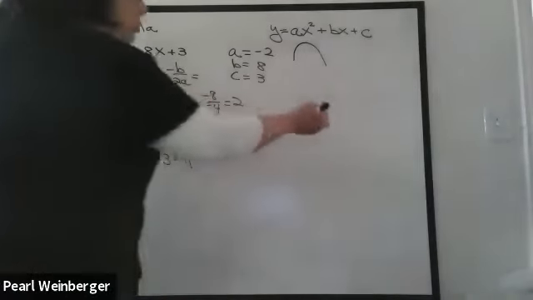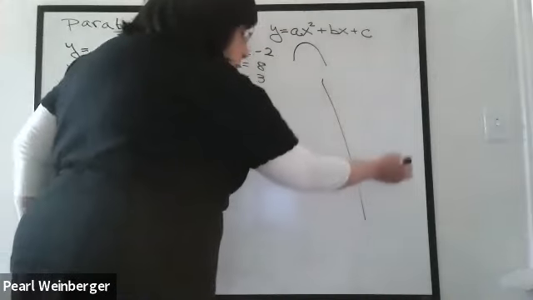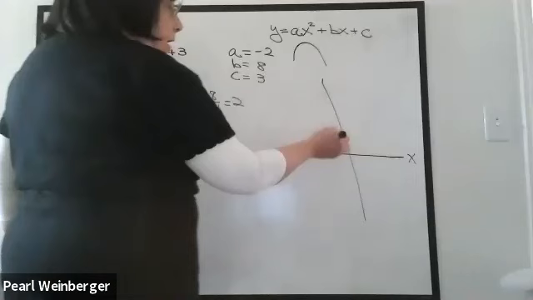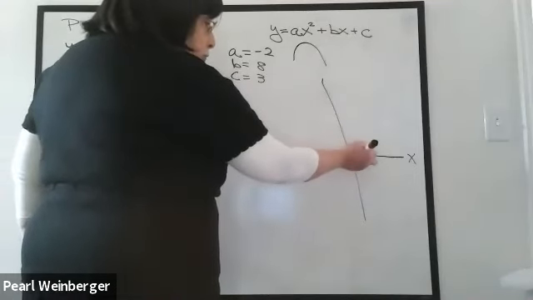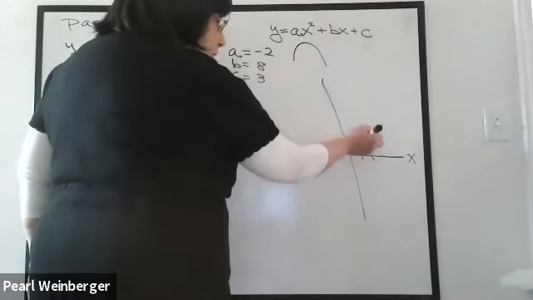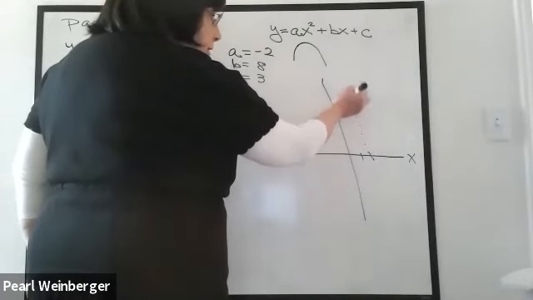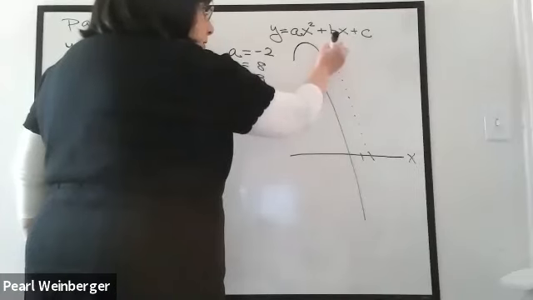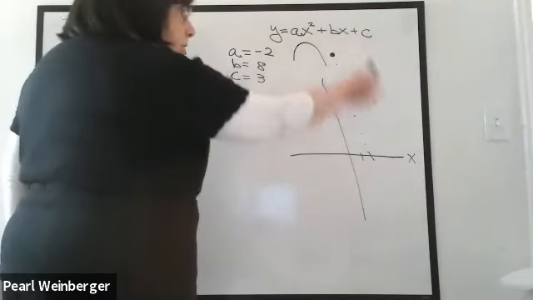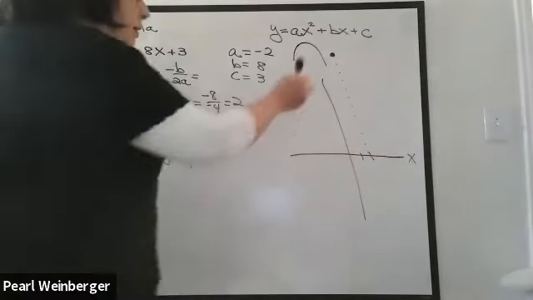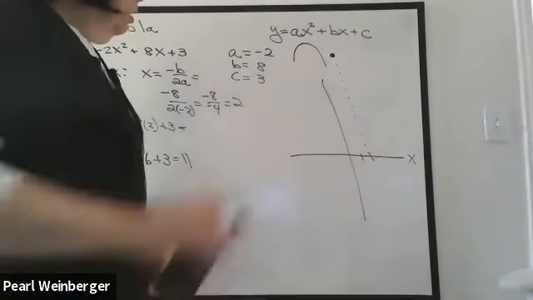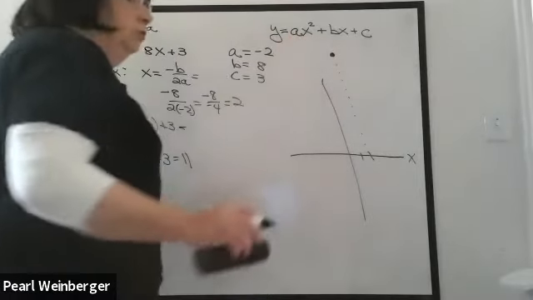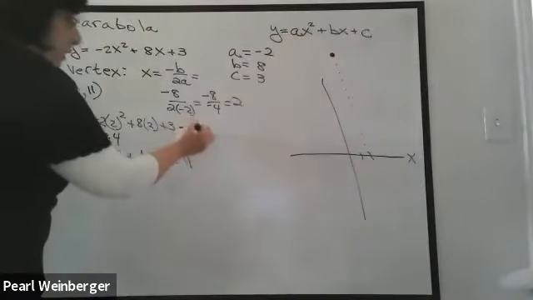Notice when I go to draw it, if I wanted to draw this, I go over to 2 and up 11. 1, 2, 3, 4, 5, 6, 7, 8, 10, 11. Here's my vertex. I know it's going to be an opening down parabola. Let's see if we can also find the intercepts.